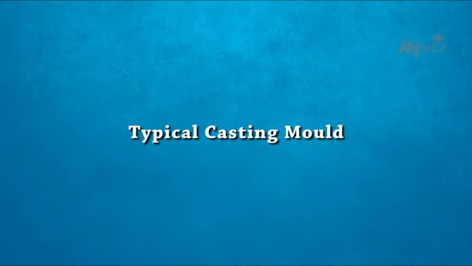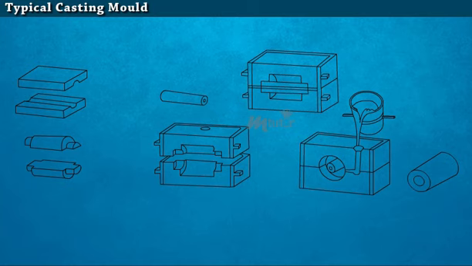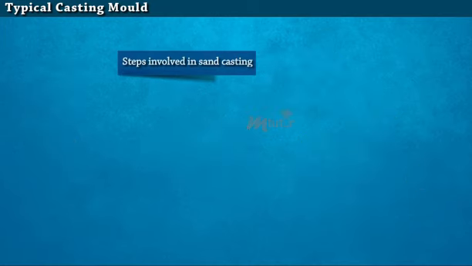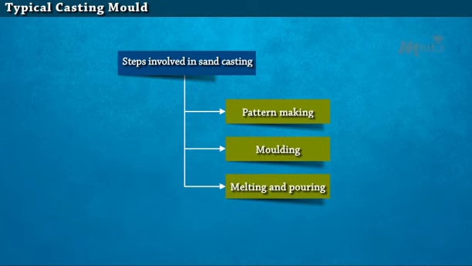Typical casting mold. To sketch the typical casting mold, it is necessary to understand the various casting processes. First, let us see the sand casting process. Steps involved in sand casting are pattern making, molding, melting and pouring, and breaking the mold.